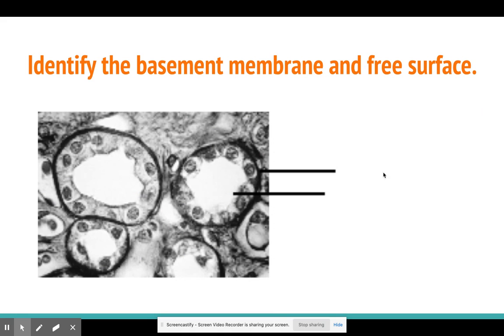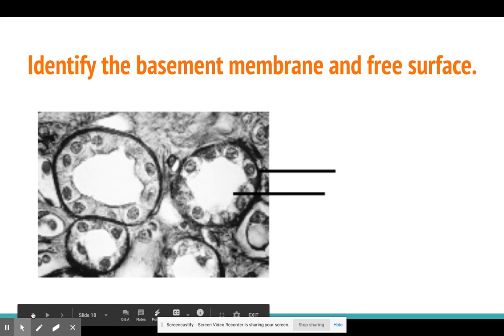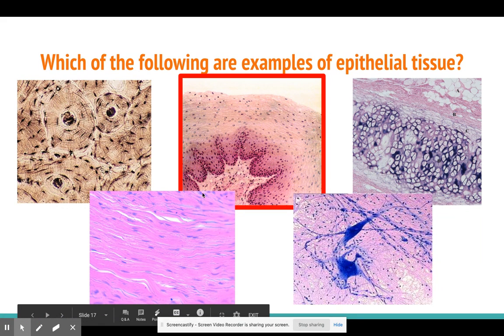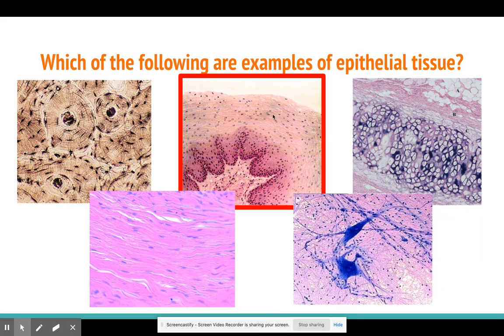So let's look at this. Like we said before, components of epithelial tissue. We're going to take a second to try to identify the basement membrane and the free surface. So which is which? Basement membrane outside, free surface here. So if we go back to the picture, basement membrane outside here, free surface here.